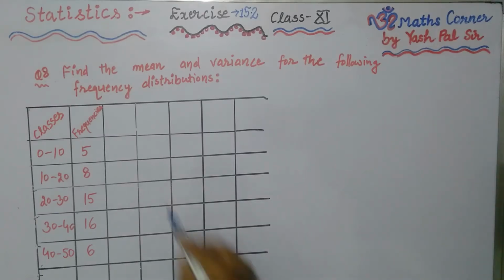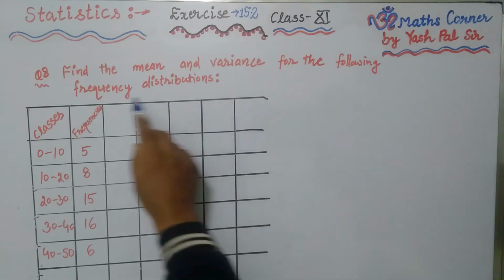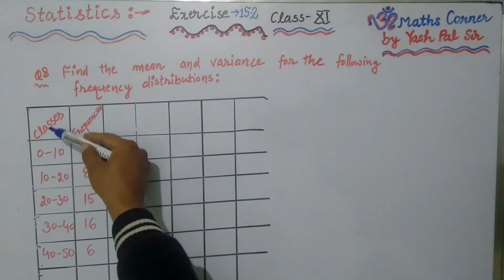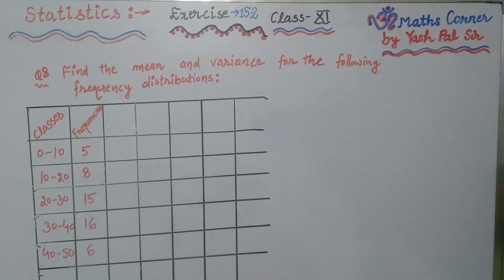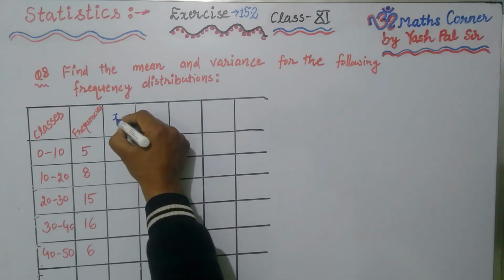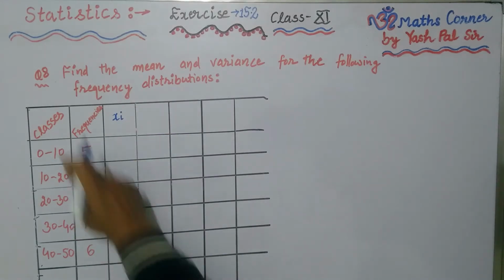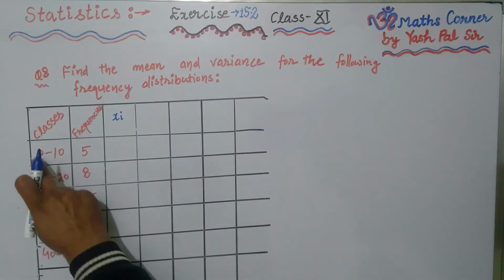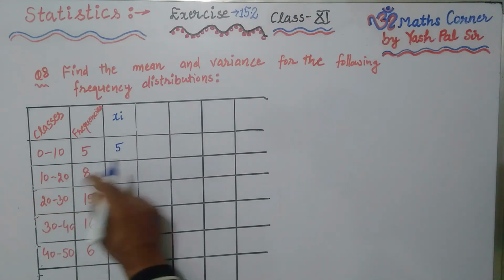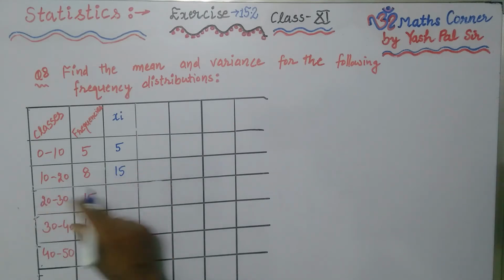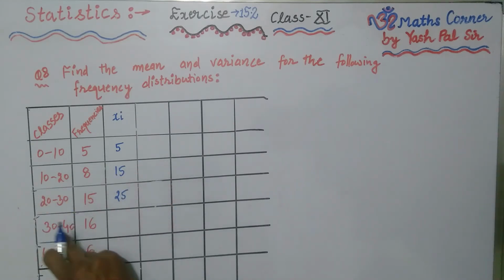Now question number 8. Find the mean and variance for the following frequency distributions. Classes are mentioned in the first column. Frequencies are given in the second column. First of all, we need to find the mean. For this purpose, we find the midpoint of these class intervals and name it xi. For 0 and 10, the midpoint is 5. For 10 and 20, the midpoint is 15. Here the midpoint is 25. Here the midpoint is 35. 40 and 50, the midpoint is 45.